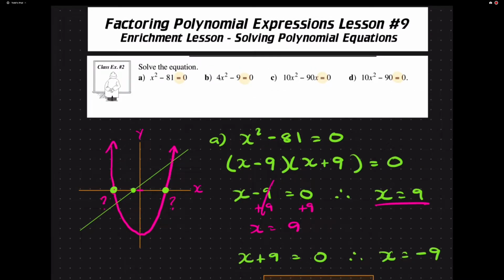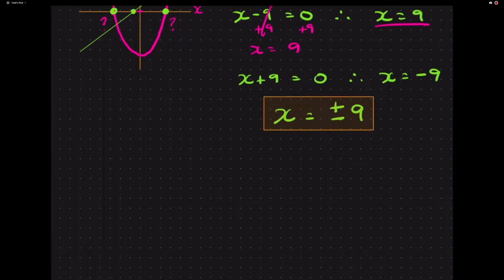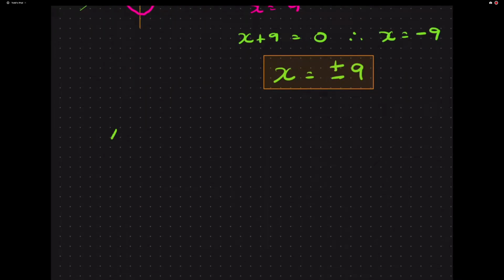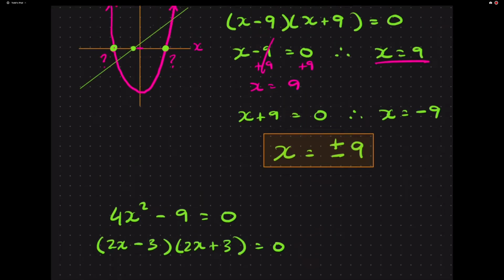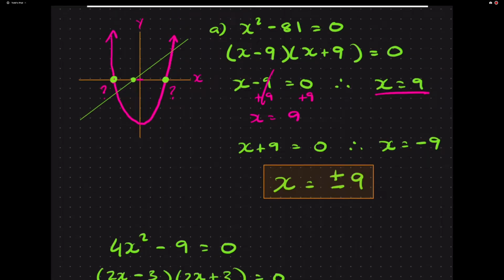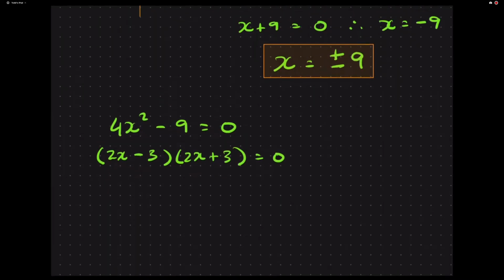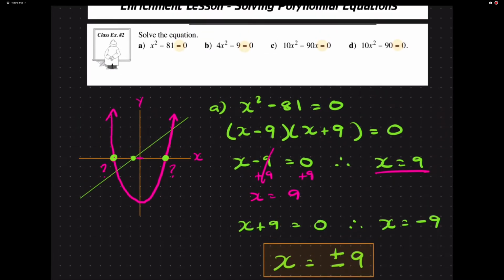B says 4x squared minus 9 equals 0. So let's write this down right here: 4x squared minus 9 equals 0. Again, we've got a difference of squares. It's going to equal 0. And in this case, it's going to be 2x minus and plus 3 and 3. I just want to make sure that I copied that down correctly.